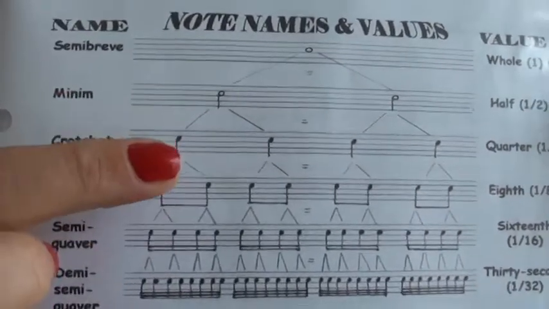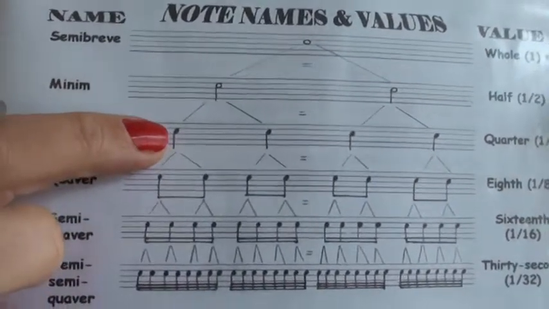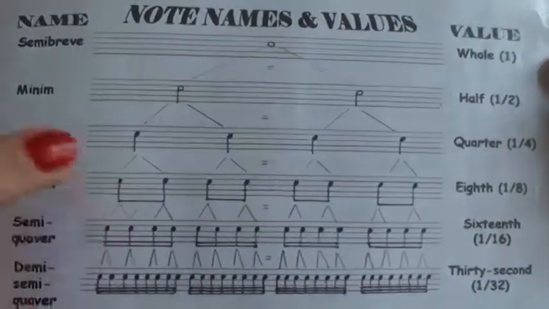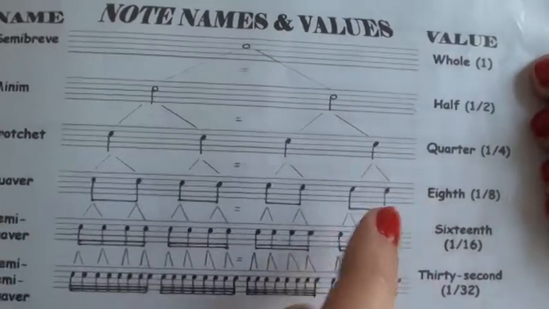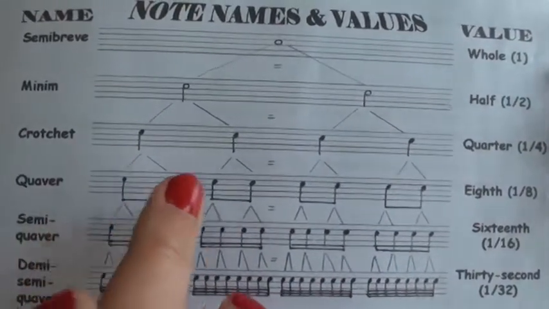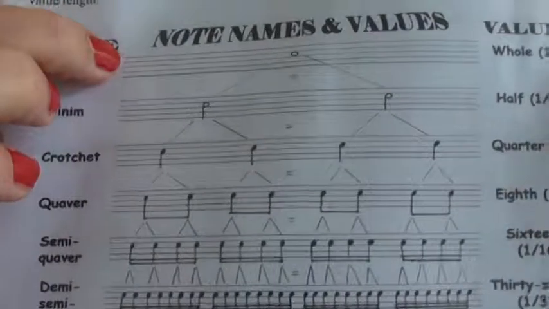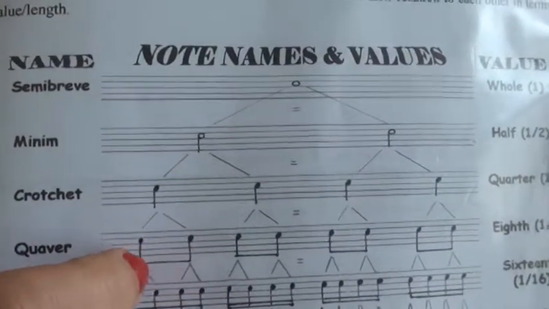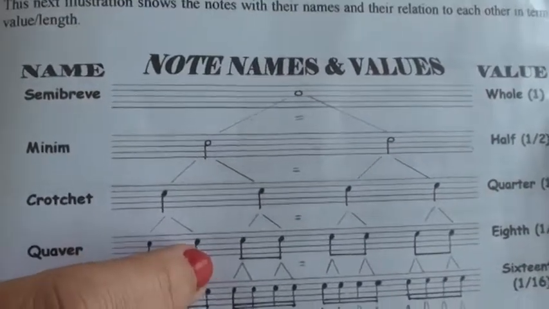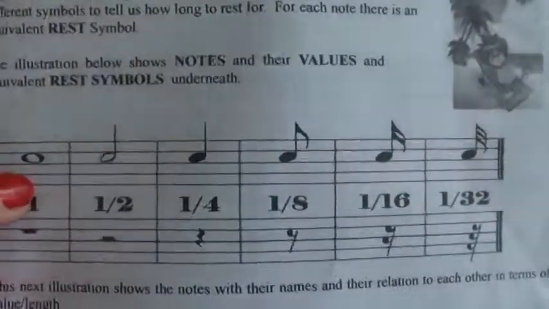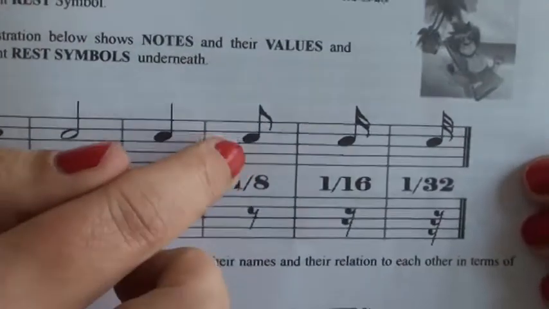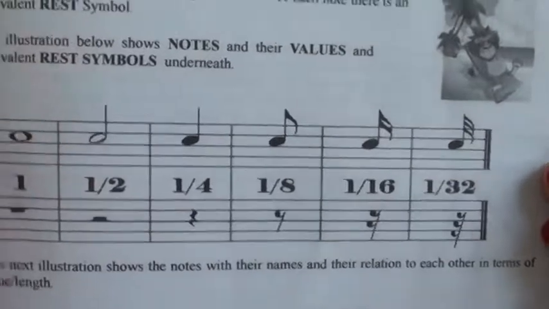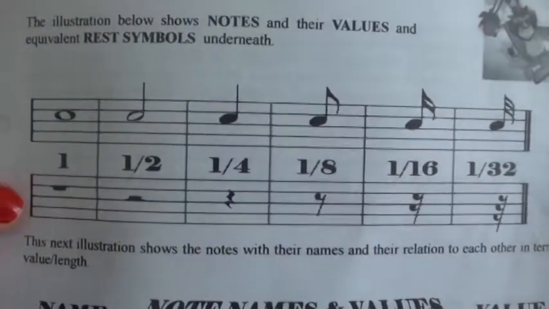So quarter notes or crotchets can be divided into two so that you get 2 eighths or 2 quavers, otherwise known as. Now you'll notice that these are joined together with this line. This is called a beam line. Now up here, this eighth note on its own just has what's called a tail. So we're going to look next at note anatomy.